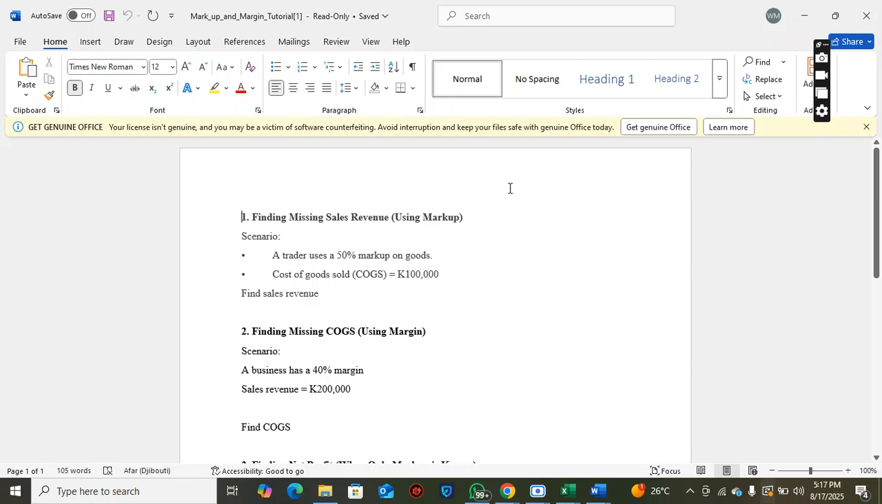Okay, so we're going to look at some scenarios. The first scenario, we want to find sales revenue using markup. So the question tells us that a trader uses a 50% markup.